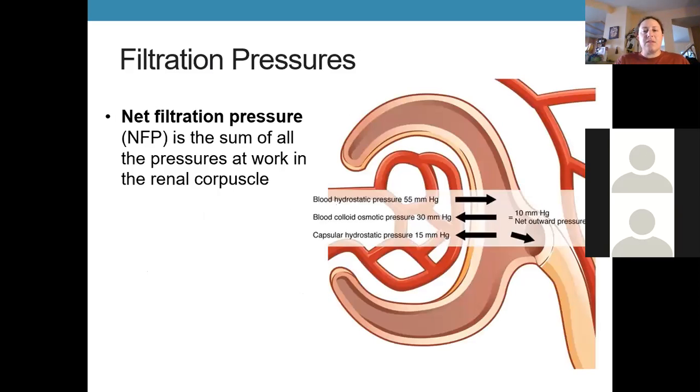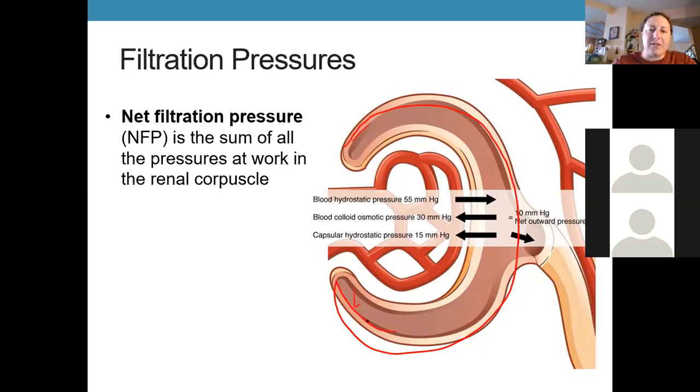Okay, so this is just kind of demonstrating that. You don't need to know any of these numbers, but it's nice to kind of see how it all actually plays out. So the blood hydrostatic pressure here is the blood pressure within this capillary bed. And then here's our colloid pressure opposing that. That's again the pull of the proteins and cells, pulling the water back in. And then the capsular hydrostatic pressure is basically just the bounce back from this outer part of the capsule.